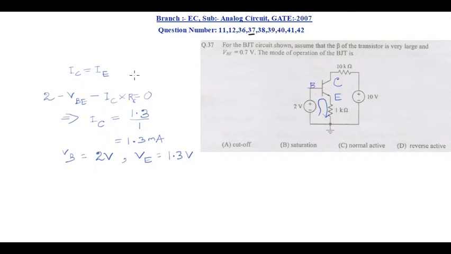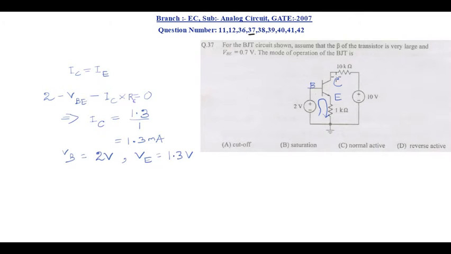So IC equal to IE. If we apply KVL across this loop, then we will get 2 minus VBE minus IC RE equal to 0. Now by putting RE equal to 1K and this VBE 0.7 volt, we will get IC to be 1.3 milliampere. So what we have? We have VB, that is base potential, as 2 volt, and VE as 1.3 volt.